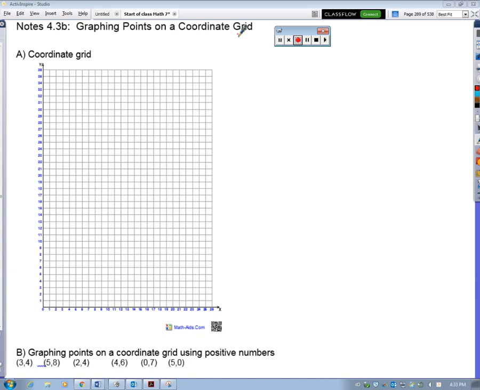Okay, so graphing points on a coordinate grid. A coordinate grid looks kind of like this. It's basically just like a graph. And if you notice down here, the horizontal lines going this way that are numbered, this is what they call the x-axis. Okay, in math, this is the x-axis. These are the lines that go horizontal. And then the lines that go vertical, this one right here, is the y-axis.